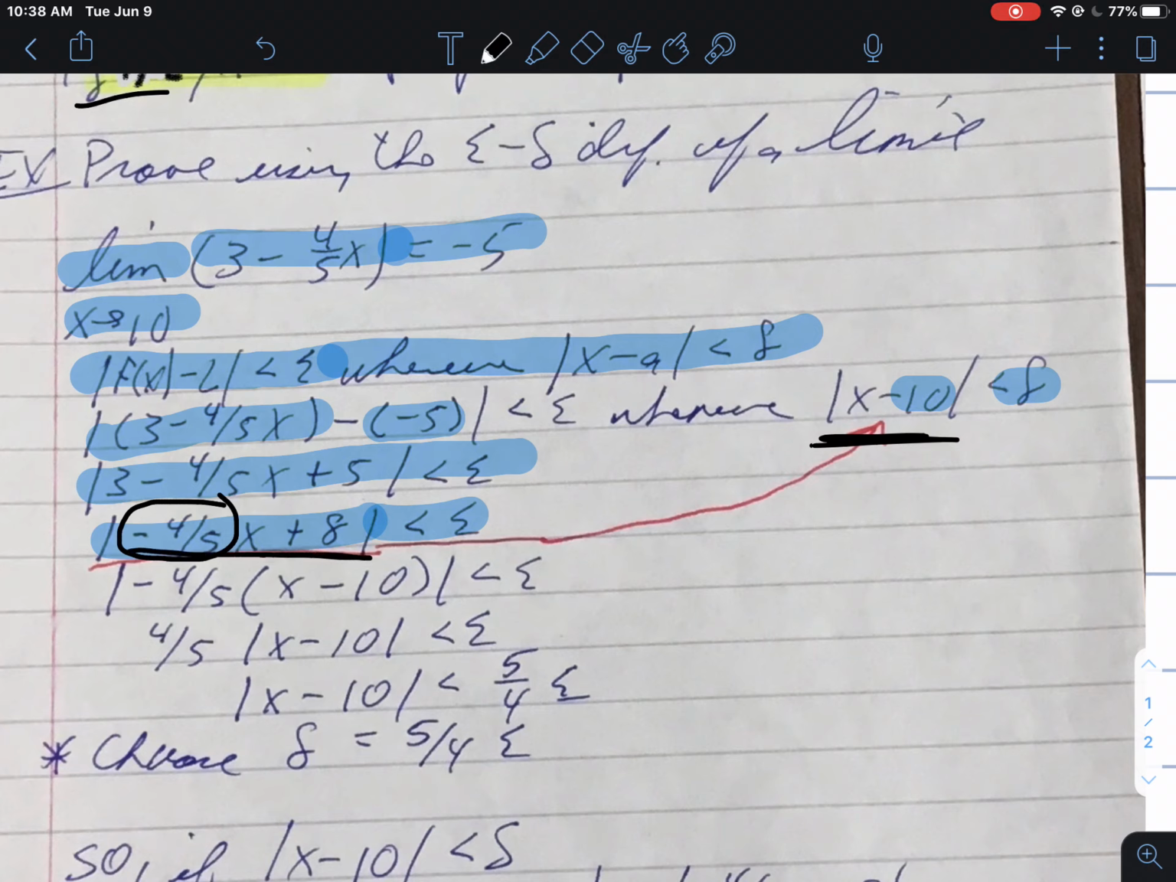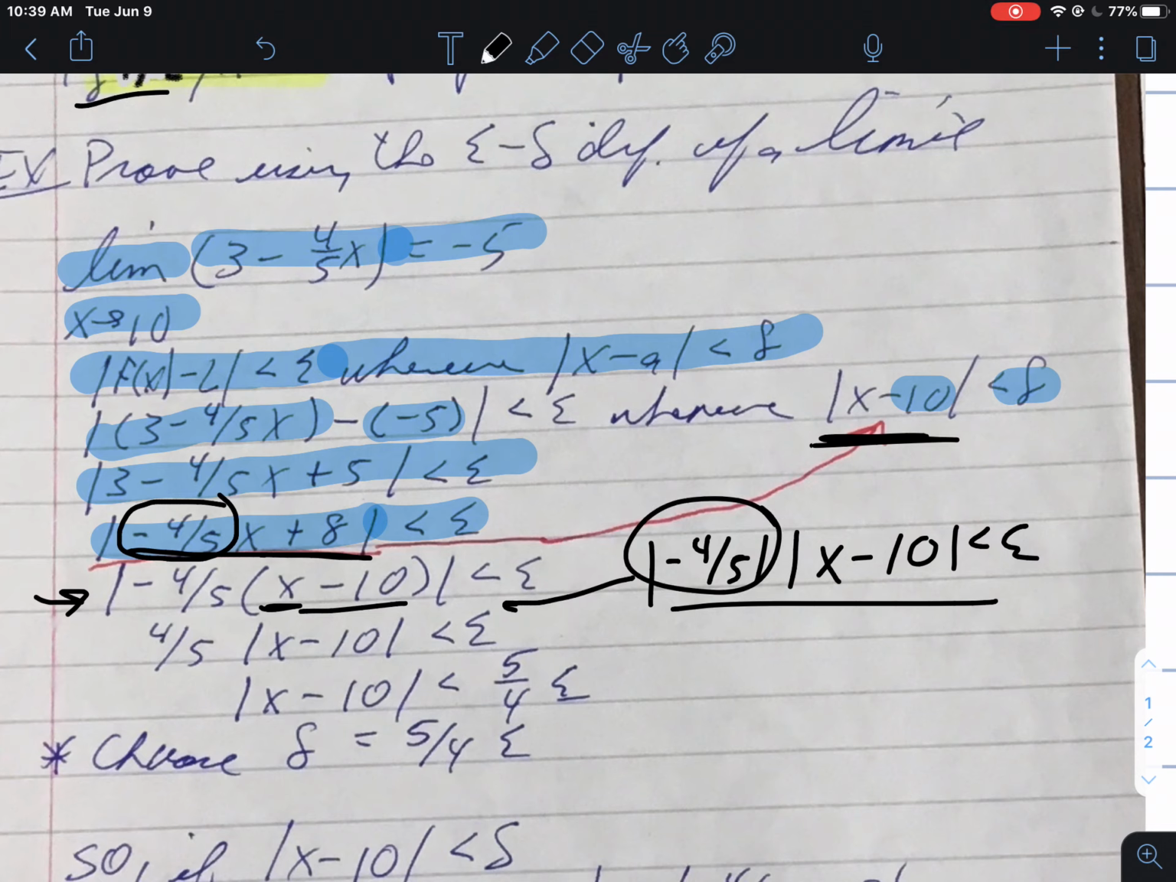Now, be careful here. And again, I kind of left out one of the statements. The absolute value of a product is equal to the product of the absolute values. All right, so I would maybe insert that between those two, because I have the absolute value of a product here, which is equal to the product of the absolute values. And then there's an absolute value of -4/5, which is 4/5.